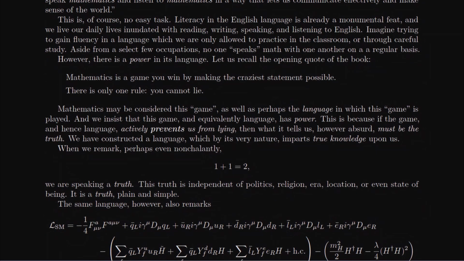And to that end, let's reapproach this quote that mathematics is a game. You win by making the craziest statement possible. There's only one rule: you cannot lie. Let's think about how powerful this game may be if we cannot lie. It means that no matter what statement we make, playing the game is a fundamental truth. It might be crazy, right? Kind of the whole point of the game is to make this crazy statement. But whatever statement we make, if we're making it within the game itself, is a fundamental truth of the universe.